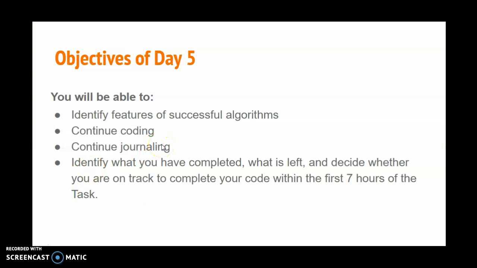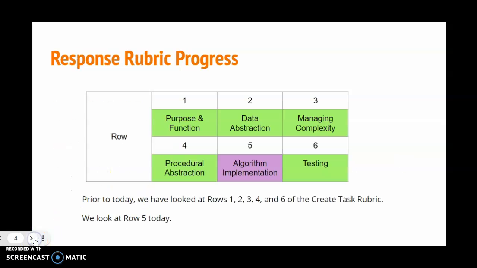Today you are going to take a look at the features of successful algorithms. You're going to continue coding and continue journaling. By the end of class, make sure that you know what you've completed, what you have left to do, and decide whether or not you're on track to complete the course and be ready. You have to be done by January 25th or 26th.